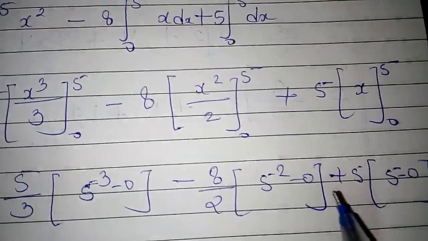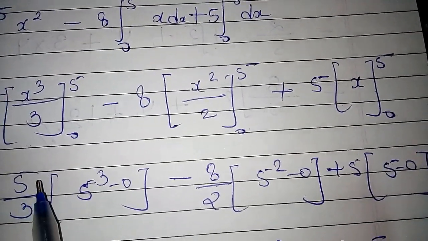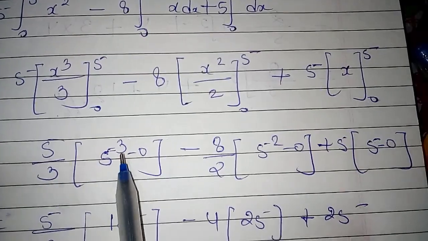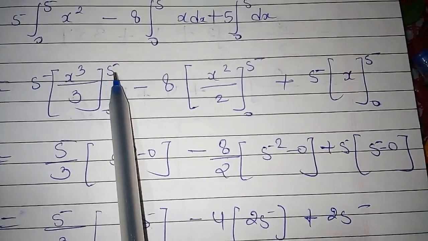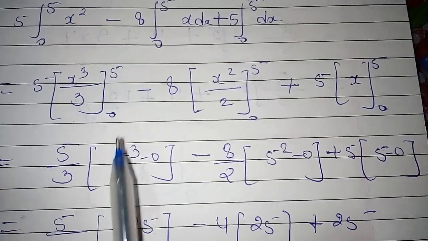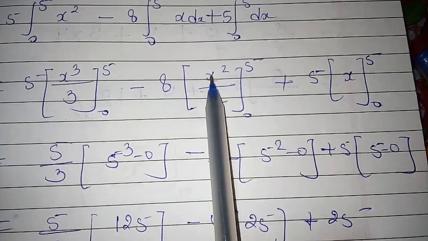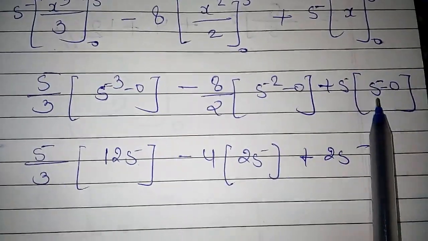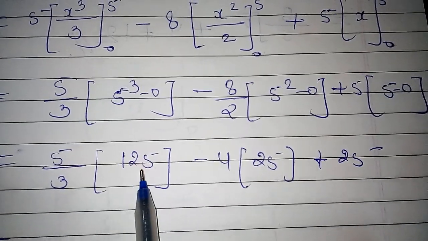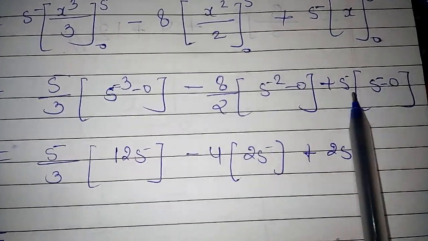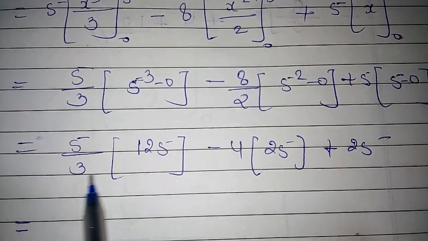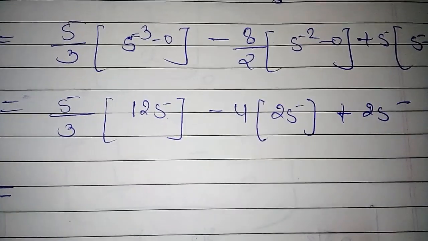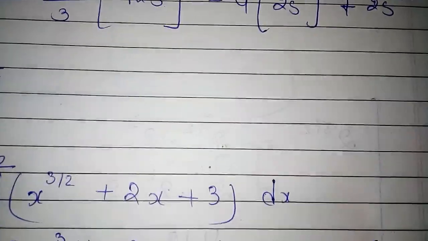Now see the next line. Now put the upper limit minus lower limit. So this is equal to 5 by 3 times 5 cube. In the place of x you will put the upper limit 5, minus 0. Minus, again, 5 square minus 0, and this is what? 5 minus 0, upper limit minus lower limit. So 5 cube means 125, 5 square means 25, and 5 fives are 25. Now you all will tell me what will be the answer of this question. So find the answer, try to find.